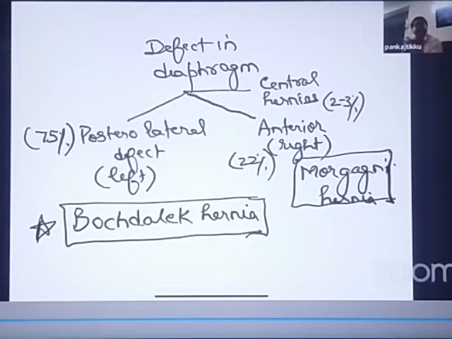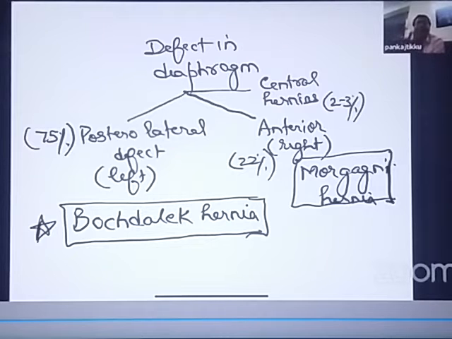About 20 to 22% of hernias do not pass through the Bochdalek foramen but pass through the Morgagni foramen. Morgagni foramen is present in the anterior part of the diaphragm, usually on the right side. Bochdalek foramen is usually on the left side. Morgagni is usually on the right side. This type of diaphragmatic hernia is known as the Morgagni hernia. And about 2 or 3% of diaphragmatic hernias, maximum, are central hernias.